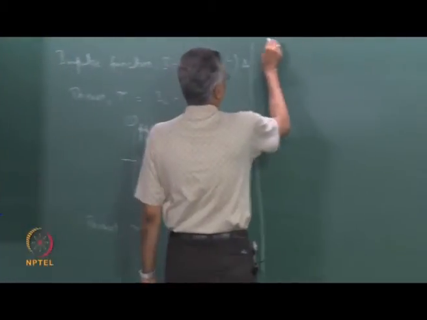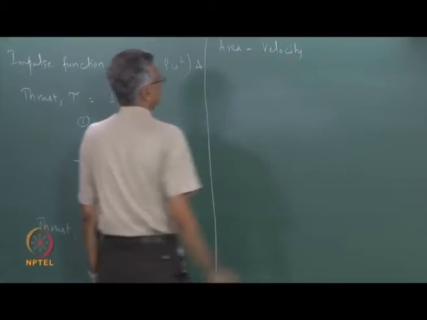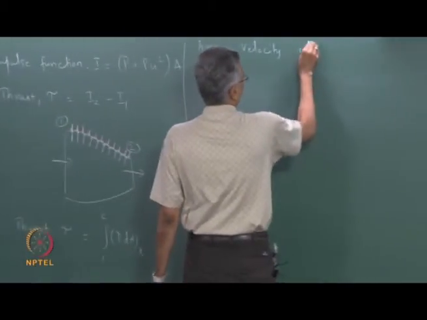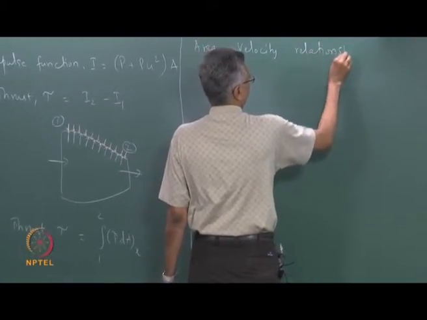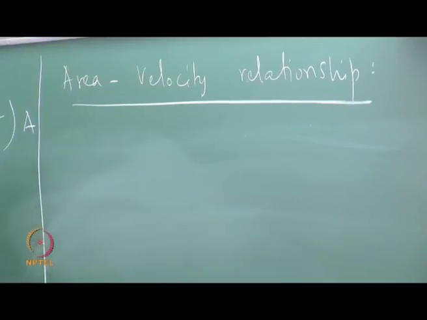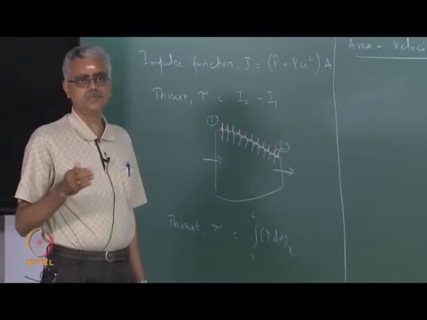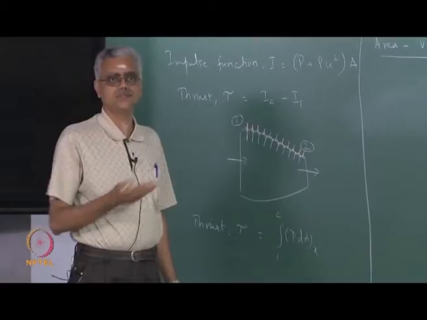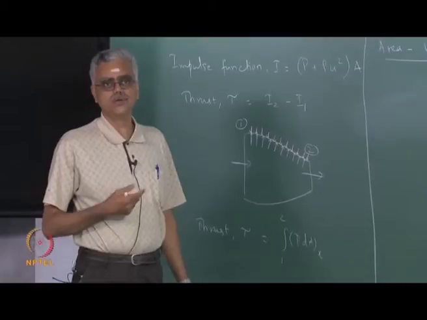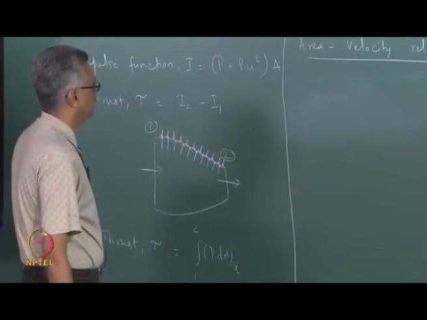The next topic that we are going to take up is the area velocity relationship, which is a very important relation when dealing with flow through varying area passages. So here we try to determine the relationship between changes in velocity and changes in cross sectional area. So what happens when the cross sectional area decreases, or what happens when the cross sectional area increases? That is what we are going to try to figure out.